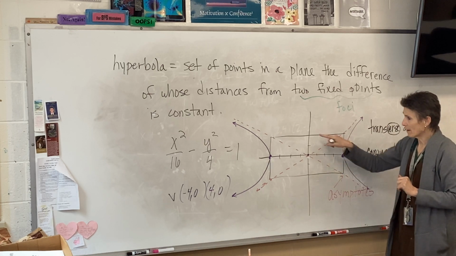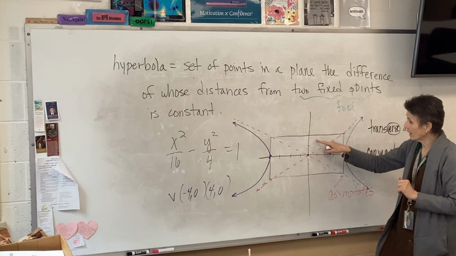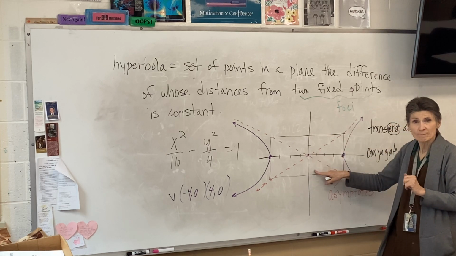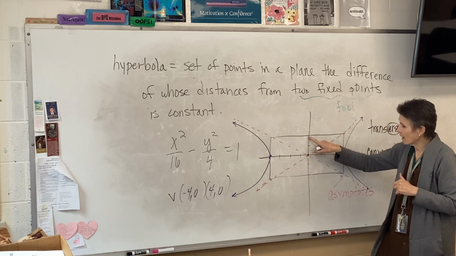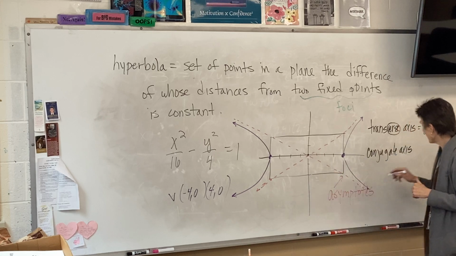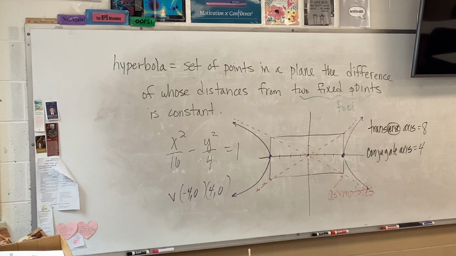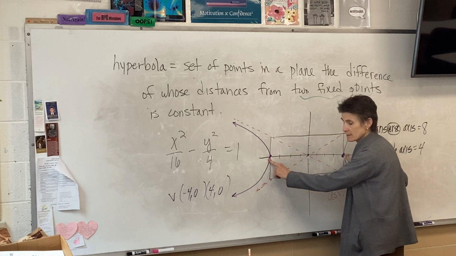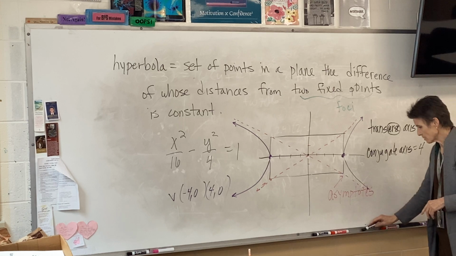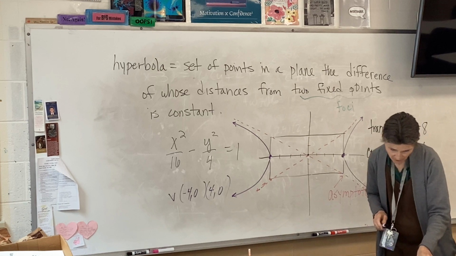Now, what about the conjugate axis? Well, it's the other one, the other dimension of the rectangle. So we counted up and down 2. So the conjugate axis is 4. So again, in an ellipse, it's all about who's the biggest. In a hyperbola, it's all about who is joining the vertices. Okay, so I'm keeping track of everything I was supposed to find here.